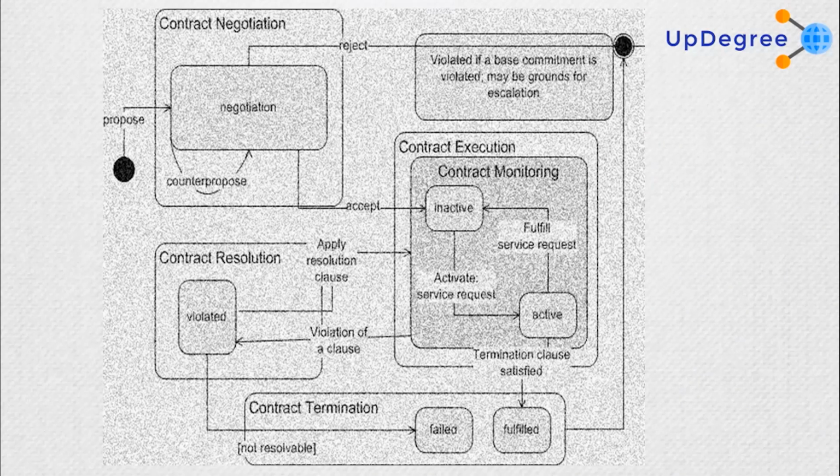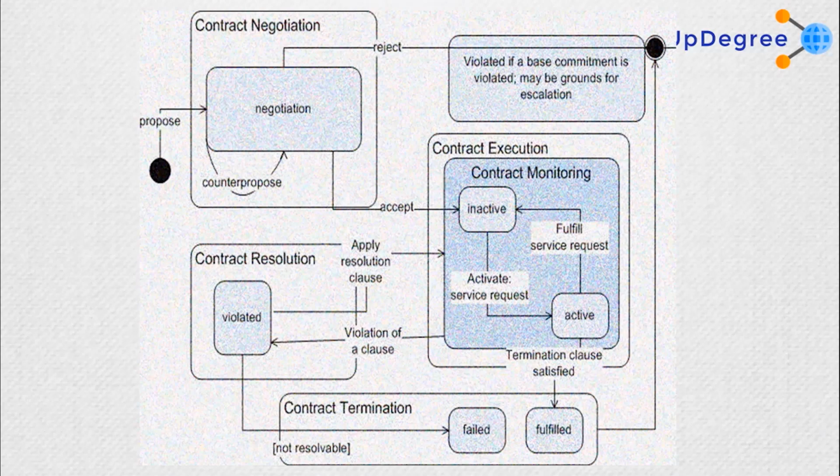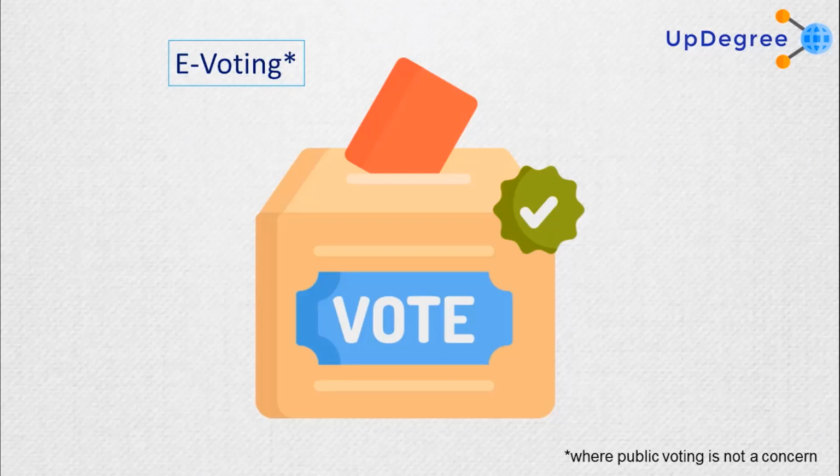So basically, this is a kind of complete contract lifecycle which comes with a purpose, a proposition, it goes for negotiation, then counter proposition, violation. This is a typical mechanism, whether it is terminated, failed, fulfilled, and so on. Again, there is a proposition, then counter proposition, then valuation, then resolution, violation, inactive, active request. It keeps going on.